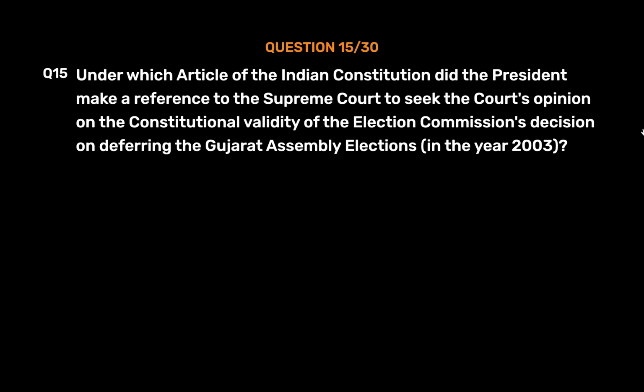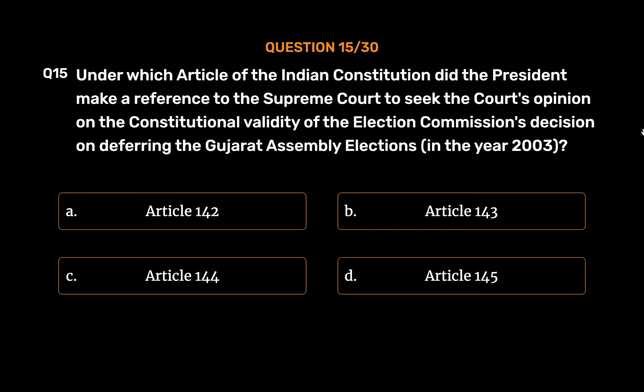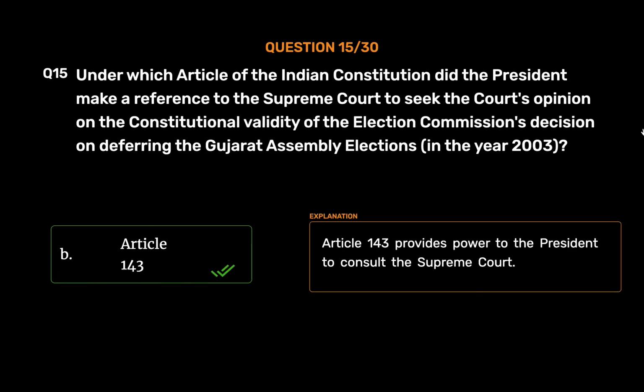Under which article of the Indian Constitution did the President make a reference to the Supreme Court to seek the court's opinion on the constitutional validity of the Election Commission's decision on deferring the Gujarat Assembly Elections in the year 2003? Option A. Article 142. Option B. Article 143. Option C. Article 144. Option D. Article 145. The correct answer is Option B. Article 143. Article 143 provides power to the President to consult the Supreme Court.